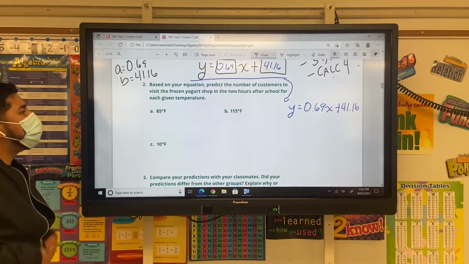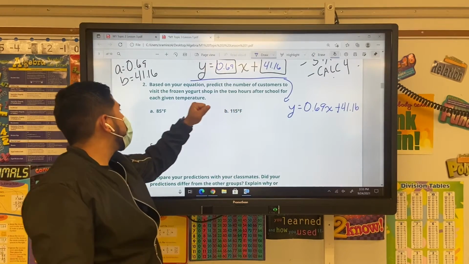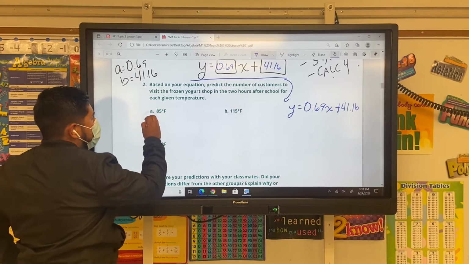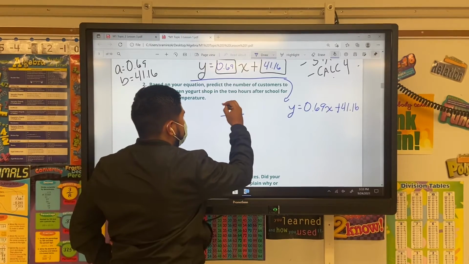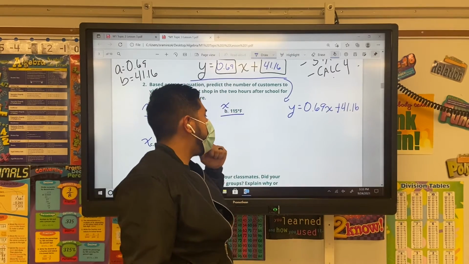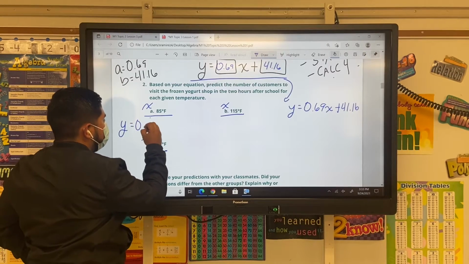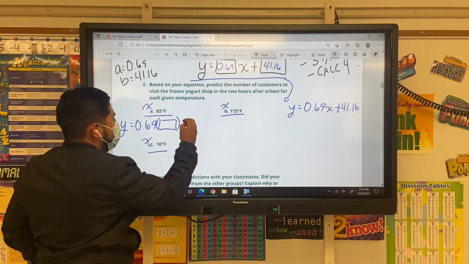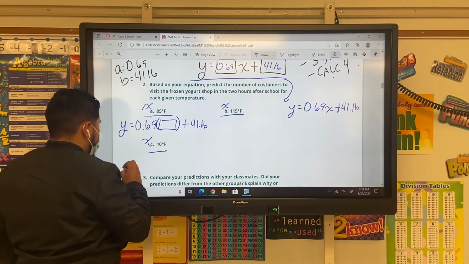Now I get to predict what's going to happen. Based on the equation, predict the number of customers to visit the frozen yogurt shop in 2 hours. Great. This is my x. This is my x. This is my x. We have an x right here. That's our input. We're going to get an output. Check it out. Y equals 0.69. Instead of x, I'm going to put a box, parentheses, plus 41.16. I'm going to do it for all of them real quick.